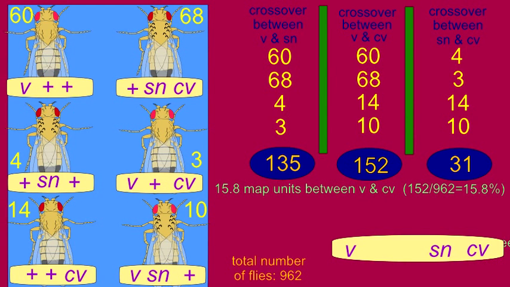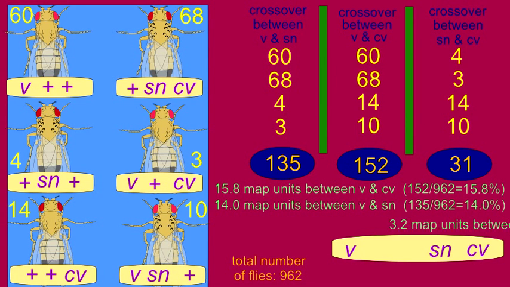Likewise, there are 14.0 map units which separate vermilion and singed when the 135 crossover events are divided by the total number of flies, and 3.2 map units which separate singed and cross-veinless when these 31 crossover events are divided by the total number of flies.